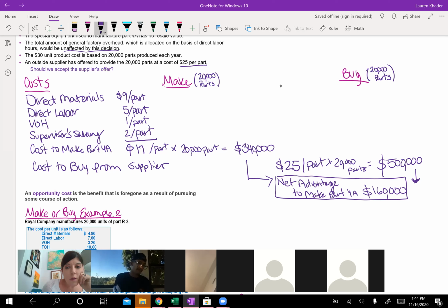So it's clearly cheaper to make the part. You would tell the company to continue making the part in-house, but at least they know the true cost to make it in-house. So if a different supplier comes with a lower price, then they can take advantage of that in the future. Or if perhaps something changes with their cost structure and it goes above and beyond that $25 per part, then they can take advantage of that.